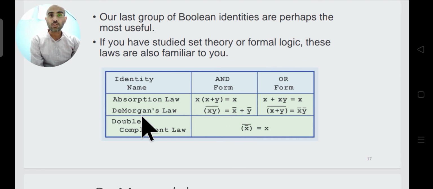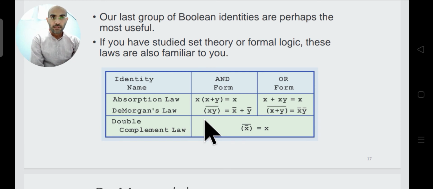So this identity, De Morgan's law, is one of the most important ones. This identity and the other identity I have already told you, x plus x bar, these two identities we are going to use many times during the course. But you should know the other identities as well, because they may also be required.